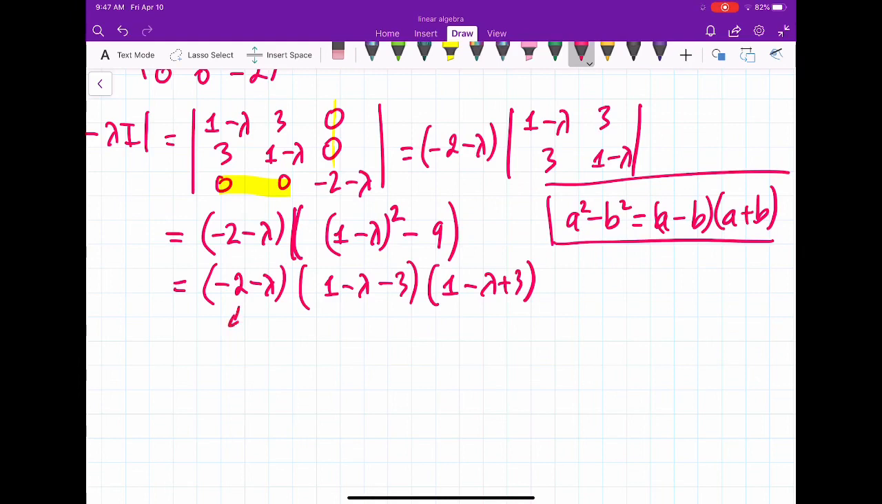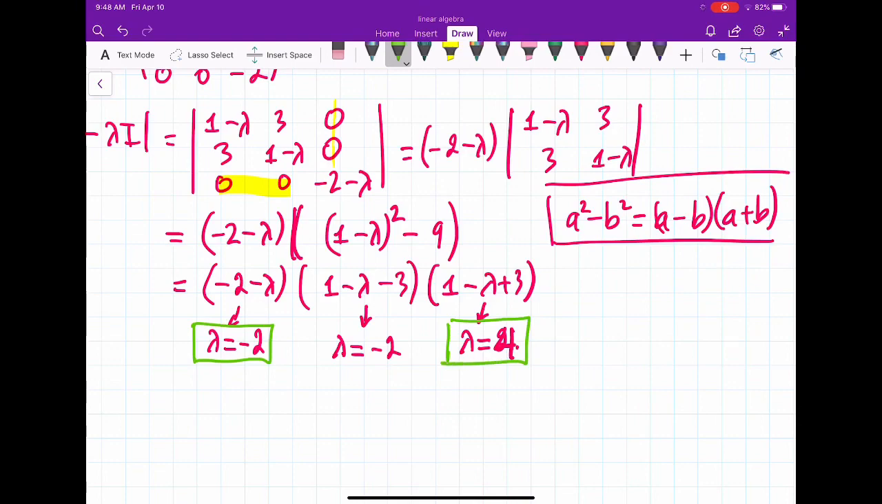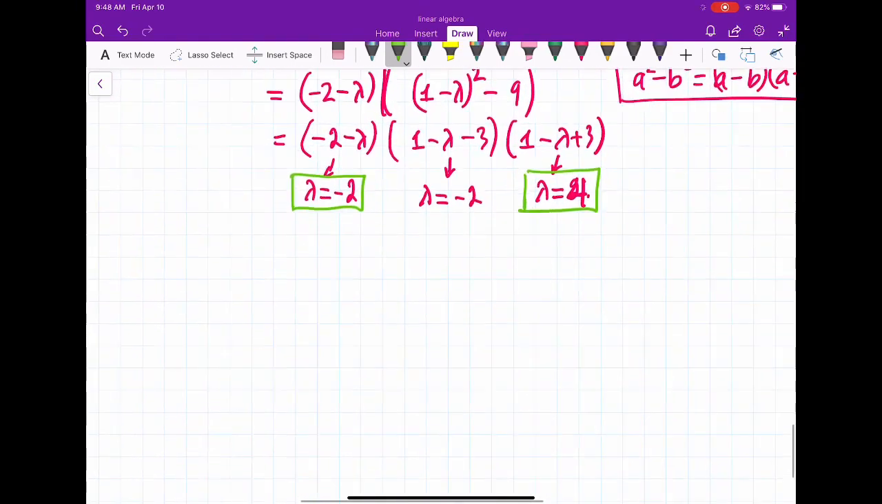So from here you get lambda equal to -2. From here you get lambda equal to, again, -2, interesting. And here you get lambda equal to 4, right? So this matrix has two eigenvalues, -2 and 4, all right? For -2 and 4, we can find eigenvectors. Let's say for -2. By the way, -2 has multiplicity equal to 2, okay?